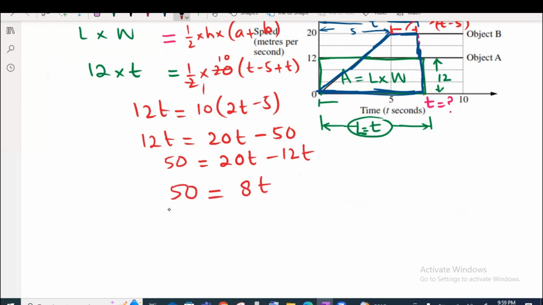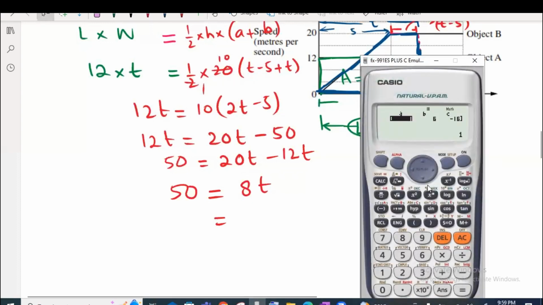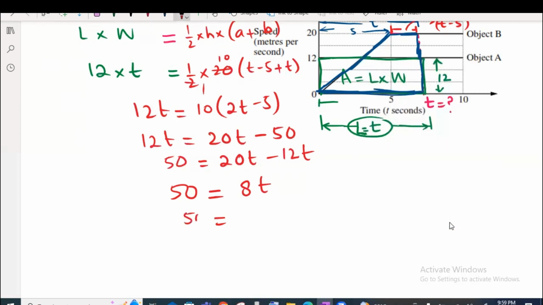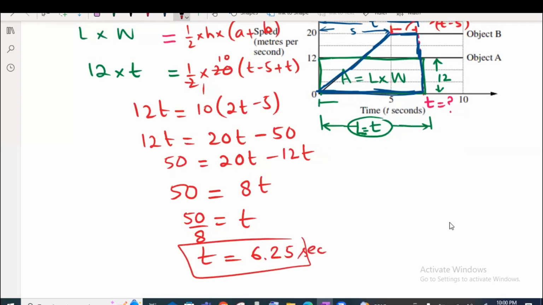So 50 divided by 8 will be, yes, you can use a calculator because it is from paper 2. Sorry, 50 divided by 8 is 6.25. So the time is 6.25 seconds when the distance covered by object A and the distance covered by object B are the same.